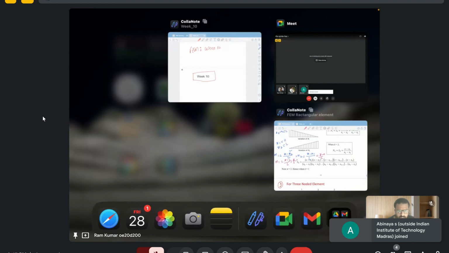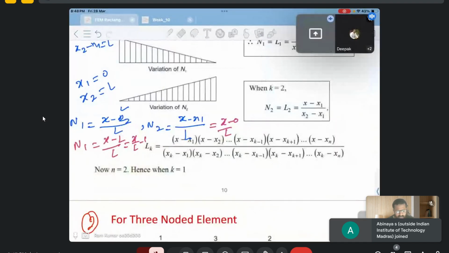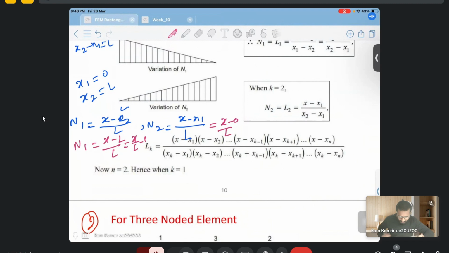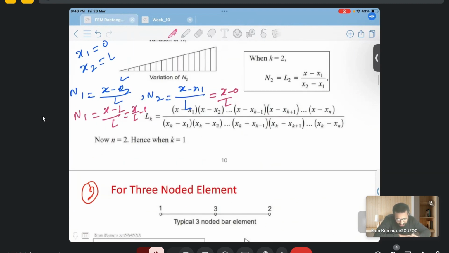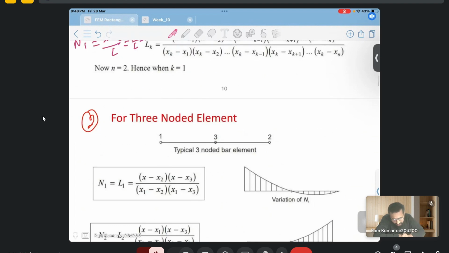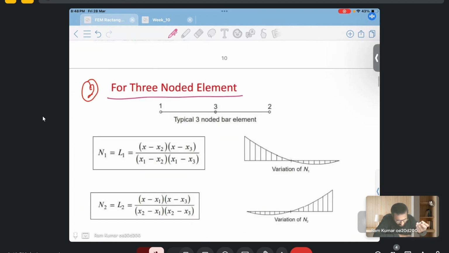I'm just giving some idea, then we will go to that question. Okay. Yeah, sir. Sure. So as of now, what we have seen, similarly for a 3-node element, we can write for any node element.